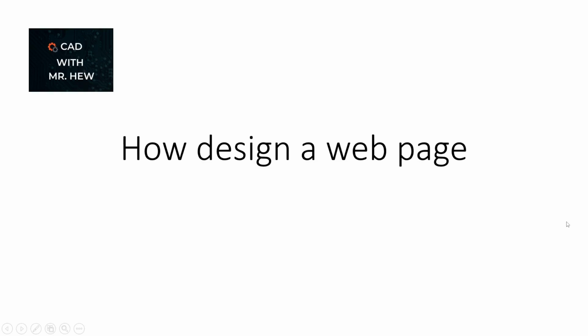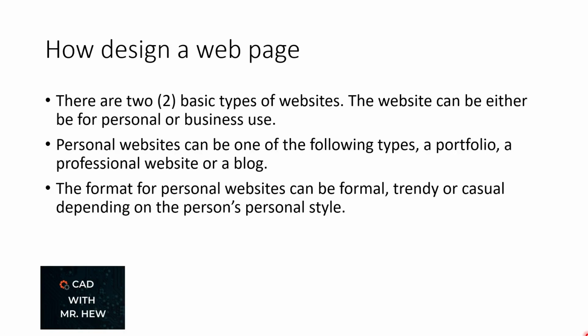How to design a web page. There are two basic types of websites. The website can either be for personal or business use. Personal websites can be one of the following types. It can be a portfolio, a professional website, or a blog. The format for the personal websites can be formal, trendy, or casual, depending on the person's personal style.